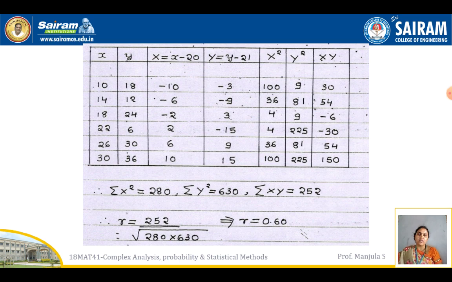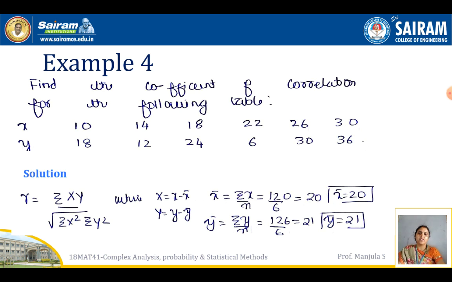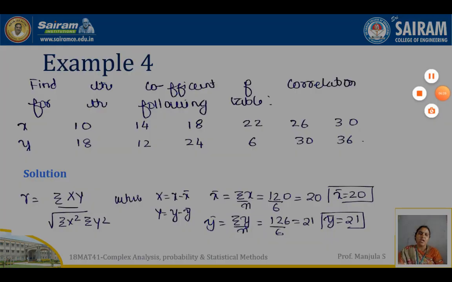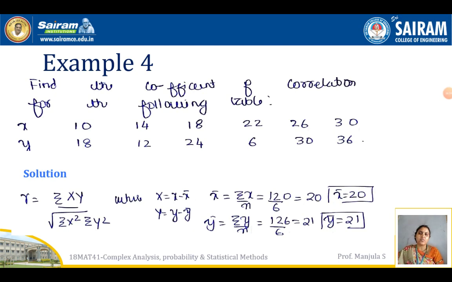So R will become 252 divided by square root of 280 into 630. On simplification we are getting R equals 0.60. This is our required solution. Now we'll go for the next problem.